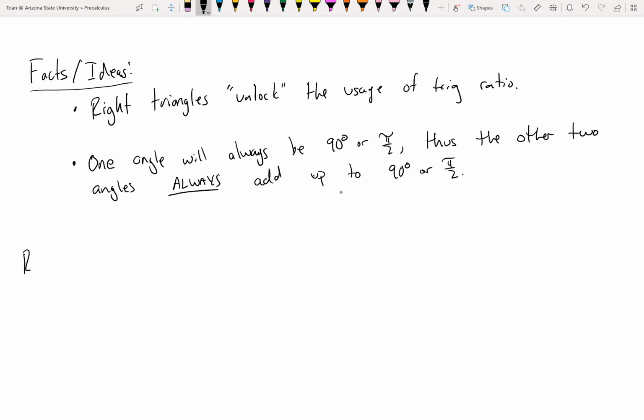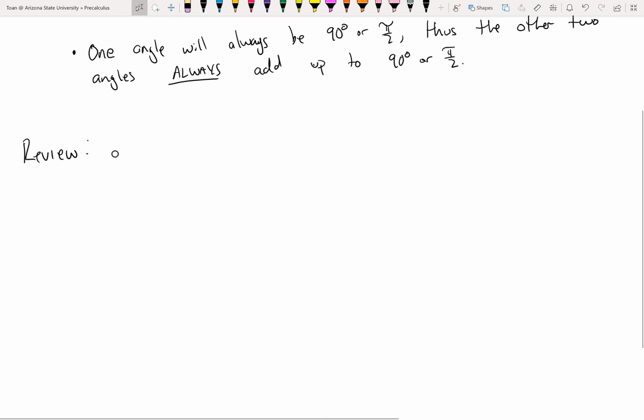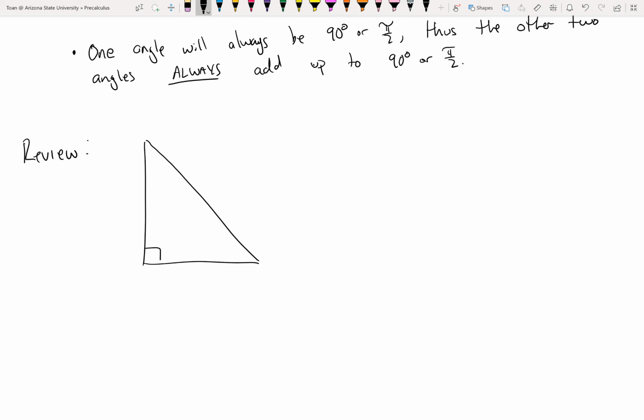Before we dive into some examples, let's review our trig ratios, because trig was a long time ago. It was before Christmas break. So let's review some terminology. For any given right triangle, say here, we have certain names for the side lengths. The hypotenuse will always be the side opposite the right angle.